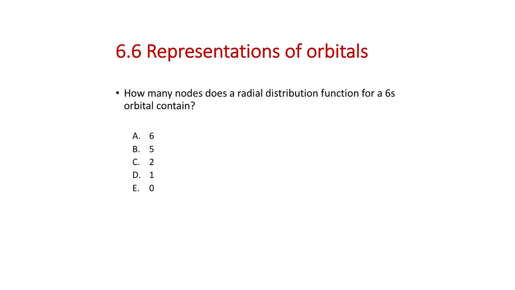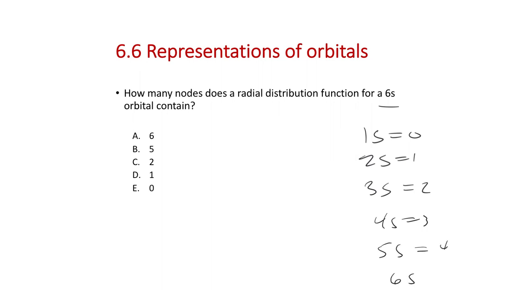This is about as tricky as it gets, and it's still a pretty simple question once you see the topic. I think it becomes kind of extraneous in terms of what this really means for any properties of an atom. But how many radial nodes does a 6s orbital contain? This comes from a 1s having 0, the 2s having 1, 3s having 2, 4s having 3, 5s having 4, so 6s would have 5 of these nodes.